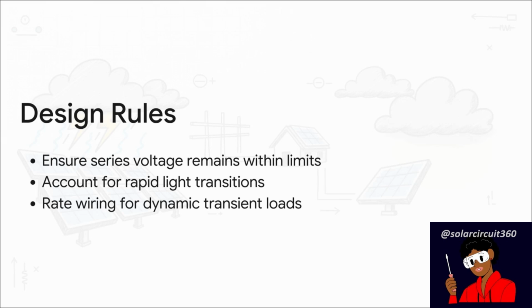First, ensure the maximum series voltage remains strictly within controller limits, specifically under cold conditions. Second, you absolutely must account for rapid irradiance transitions in your system sizing, not just steady, perfect sunlight. And third, rate all DC wiring, connectors, and breakers for dynamic, transient loads, not just static averages. Basically, build for the spike, not just the average.